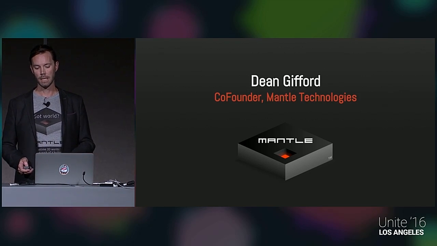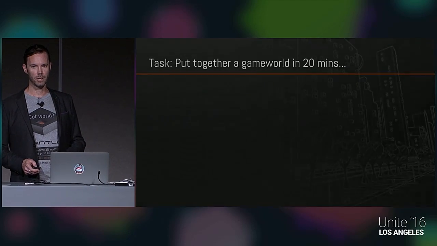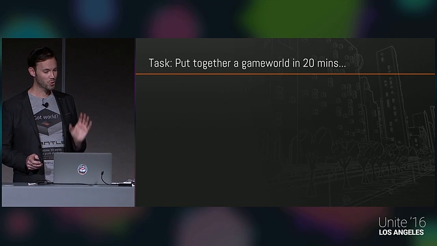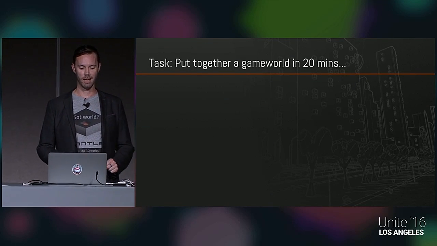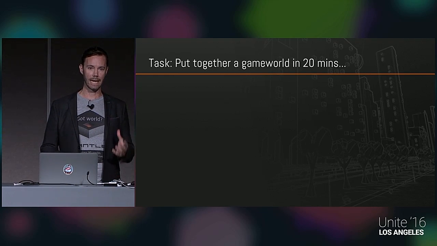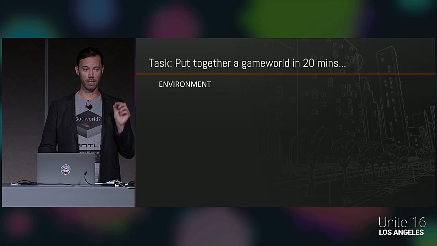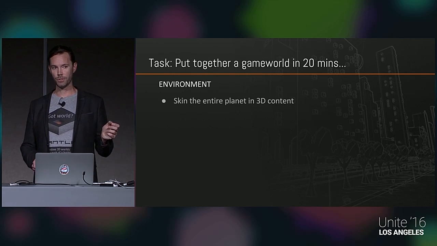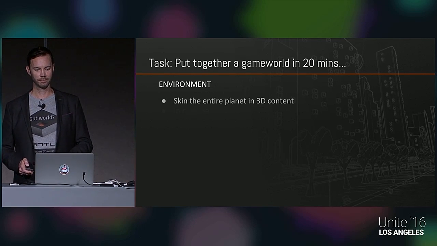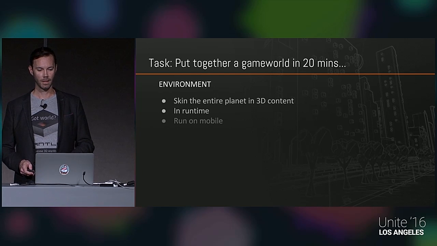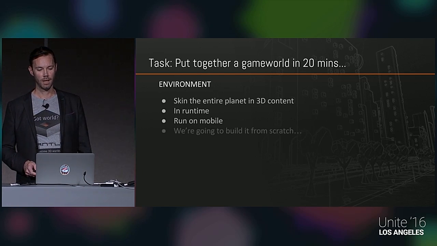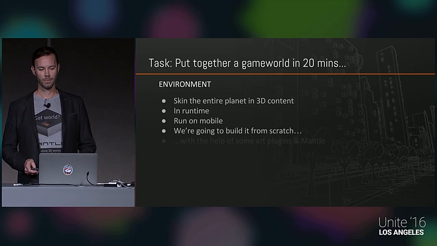We're based in London, and today we've set ourselves a little bit of a task, so I'm going to try to get through as much of it as I can, and I think we're going to be able to do it. So we're going to put a game world together in 20 minutes, which is going to consist of two things. It's going to be an environment. We're going to skin the entire planet in 3D content. We're going to do that in runtime. We're going to do that on a mobile, and we're going to build that from scratch.